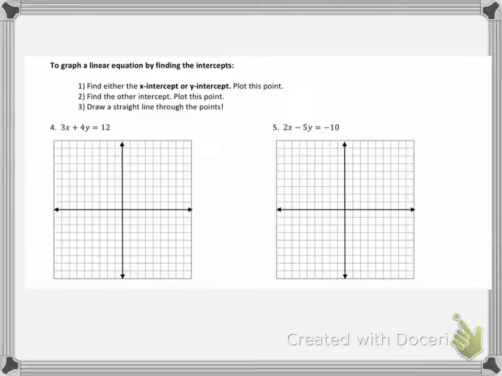So let's go ahead in number 4, find the x-intercept. So if I want to find the x-intercept of number 4, that means we're plugging 0 in for y, which will give me 3x equals 12. X will be 4, which means I'm going to go to the x-axis and put a point on 4, 0.